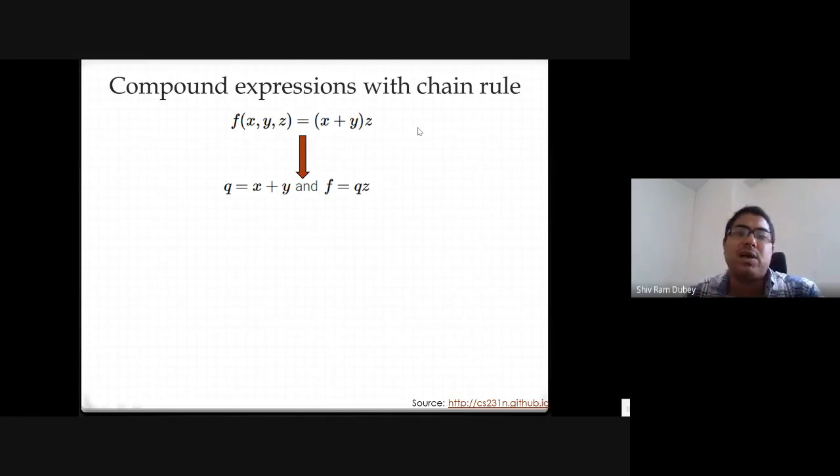Suppose x, y, z are the parameters, then del f by del x, del f by del y, and del f by del z are needed to update the values of those parameters. But because this is a compound expression, and suppose I already know del f by del q, can I utilize that information to find del f by del x and del f by del y, given the expression q equals x plus y?